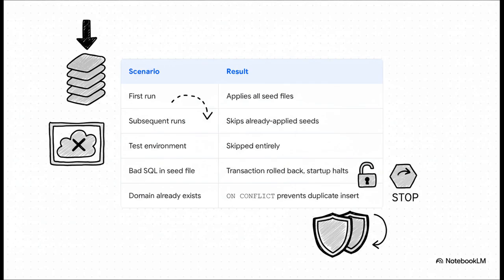Let's just quickly run through how this behaves in the real world. So on the very first run, of course, it applies all the seed files just like you want. But on every run after that, it intelligently skips what's already been done. No crashes. In a test environment, the whole thing is skipped entirely, which is perfect for keeping your tests clean and predictable. And what if a seed file has bad SQL? The whole transaction gets rolled back, so you're never left with a half-broken data state, and the app just halts safely. It just works exactly the way you'd hope it would in every single case.